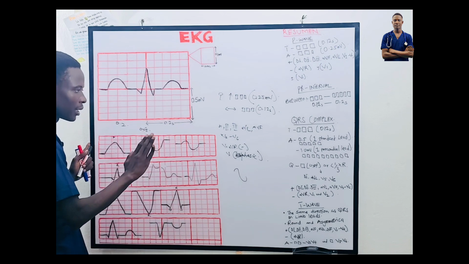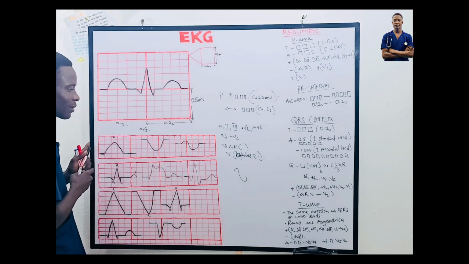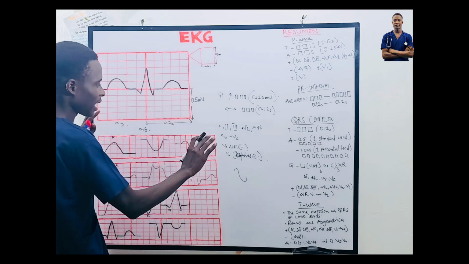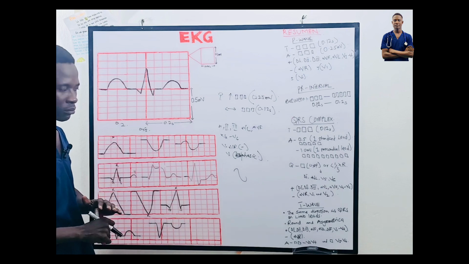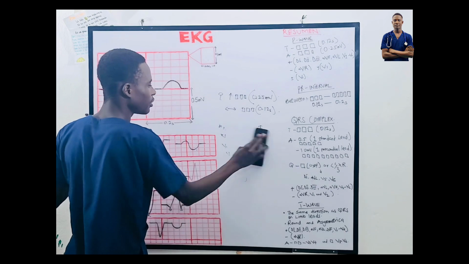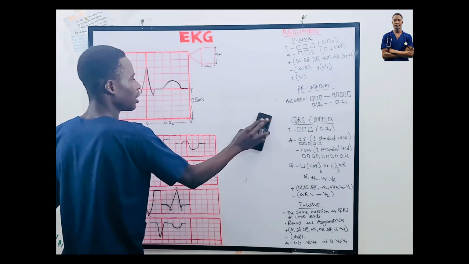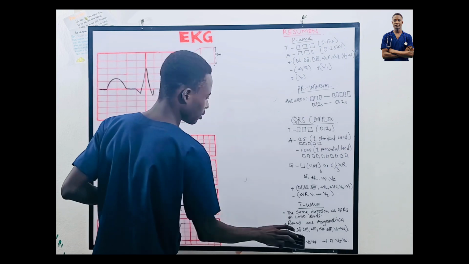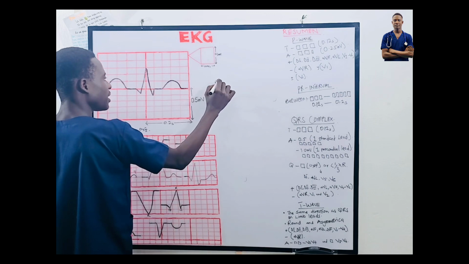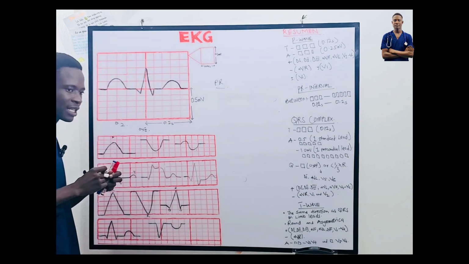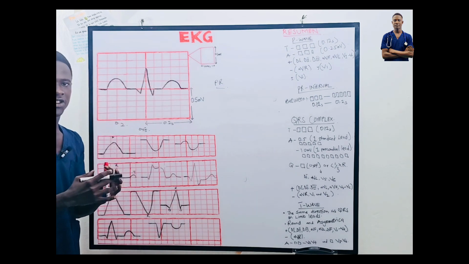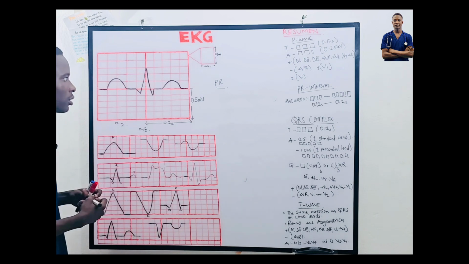Positive on the rest of the leads is normal. You understand? So that is that for the P wave. Now let's look at the interval, the PR interval, which is the time taken for blood to move from the two atria into the ventricles. Do you understand?